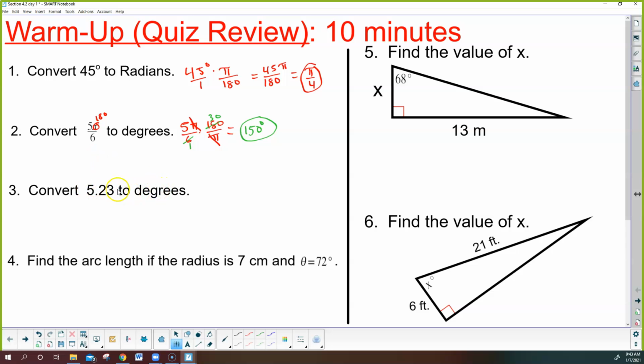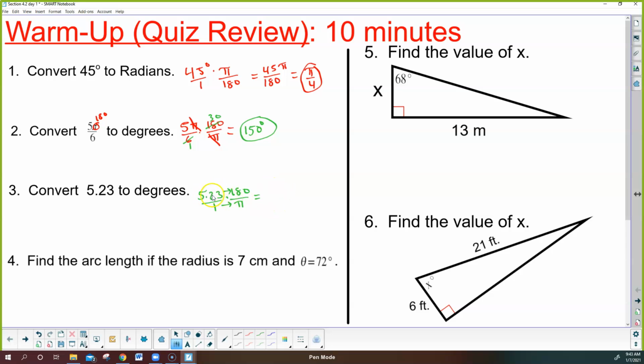All right, and then we have to convert a radian measure into degrees. Now notice, how do I know this is radians? It doesn't have a pi. Well, I know it's a radian because it doesn't have a degree symbol. So we're going to do the same work. Take your measure. I want to multiply this by 180 over pi. And again, you can always make this a fraction. And then you're just multiplying straight across. Numerator times numerator, denominator times denominator. And we end up with, let's see, 200.